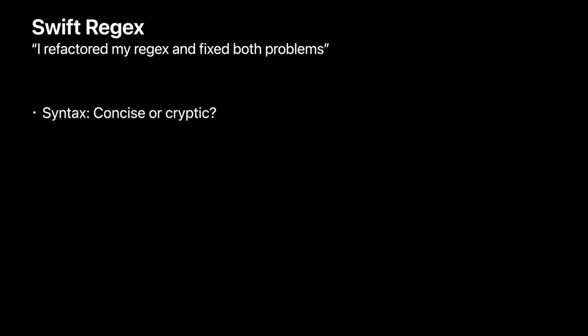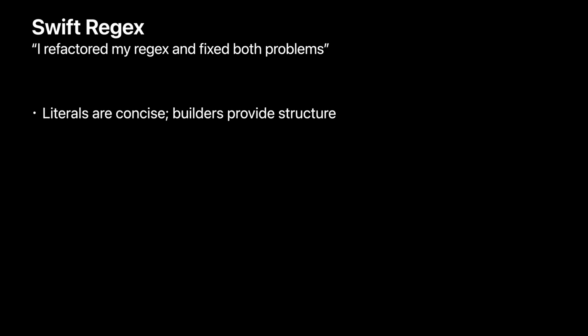Regex syntax is concise and expressive, but it can become terse and difficult to read, and newer features have to use increasingly cryptic syntax. Swift regexes can be structured and organized the way we structure and organize source code through regex builders. Literals are concise.